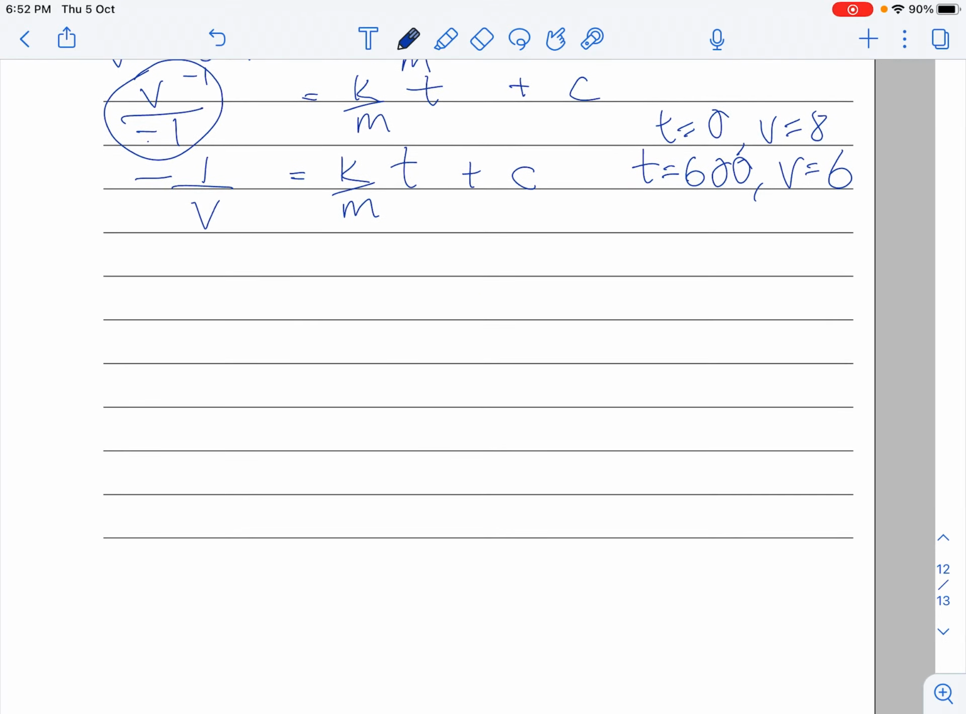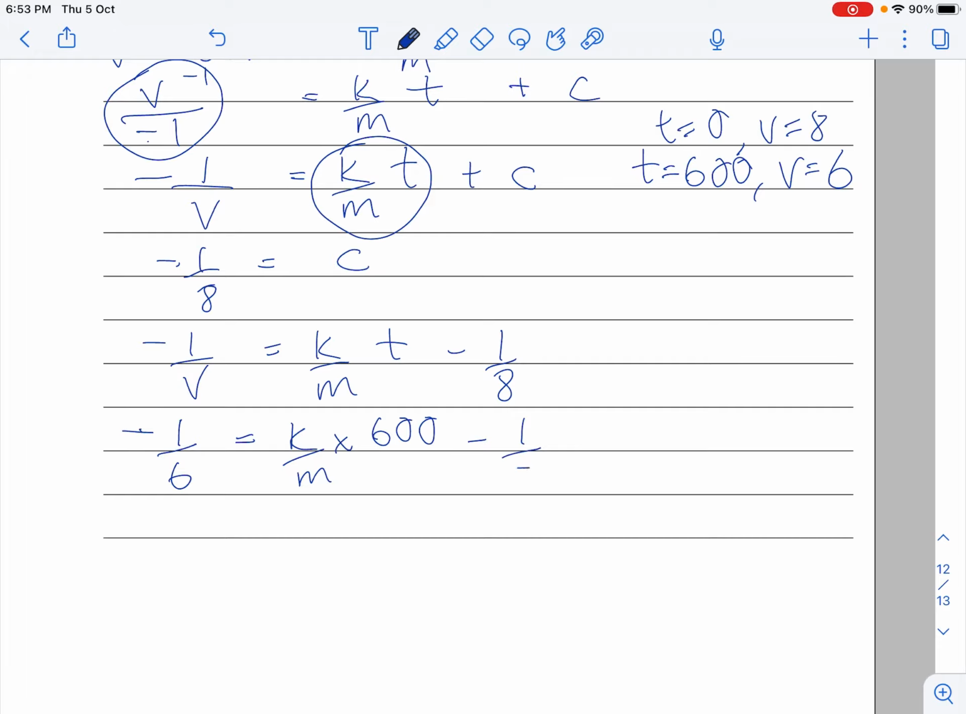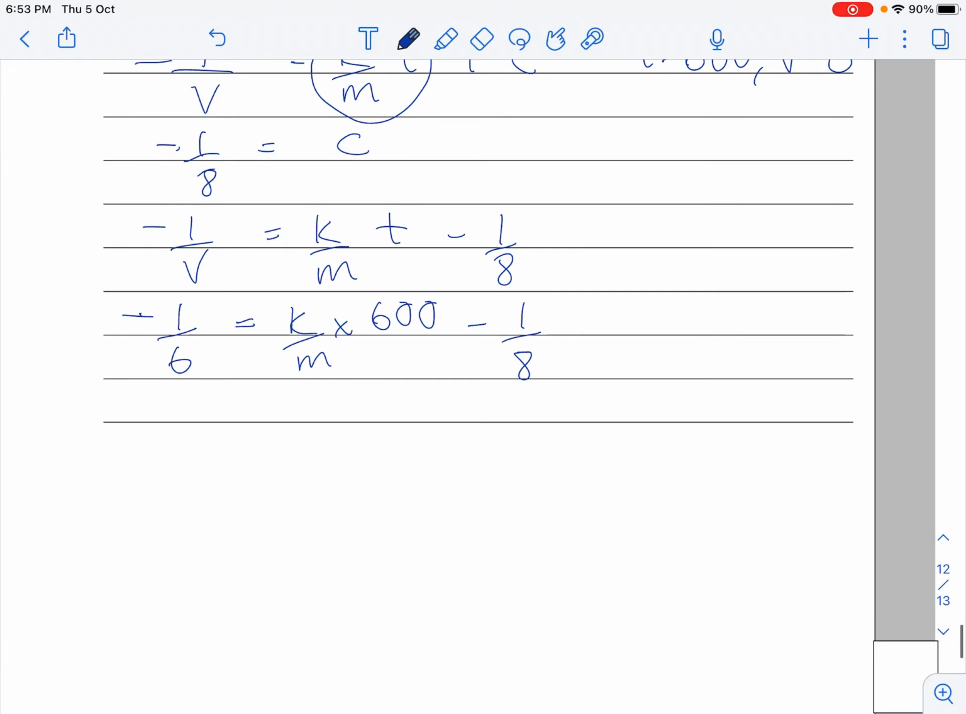Okay, so let's come down here. So when t is 0, v equals 8. So -1/8 equals this bit 0. This bit here is going to be 0. So that means c is going to be -1/8. Okay, so now we've got -1 over v equals kt over m minus 1/8. We also know when t is 600, my velocity was a 6. So therefore k over m times 600 minus 1/8.